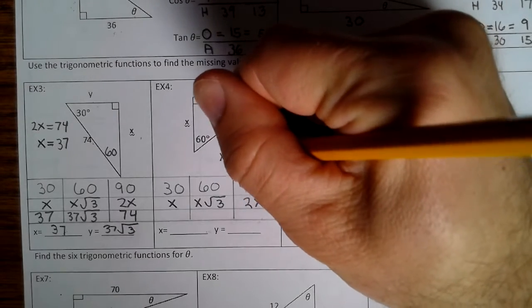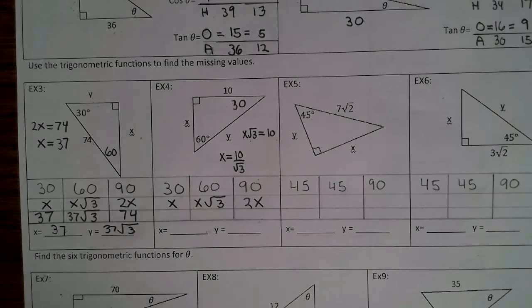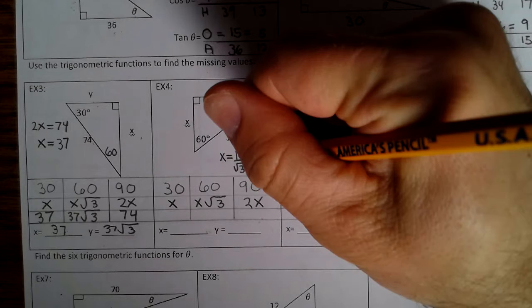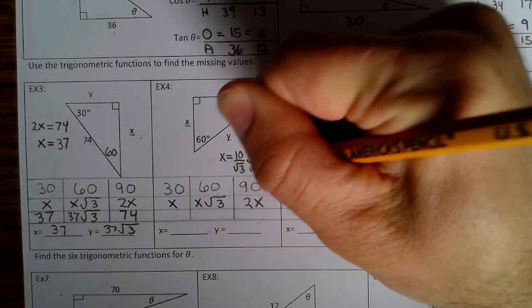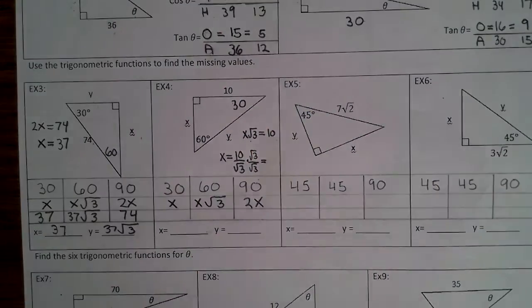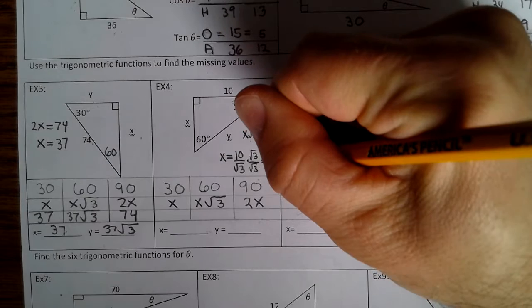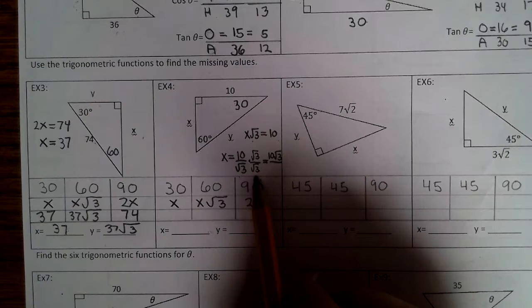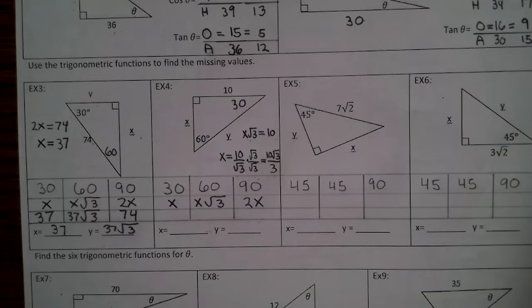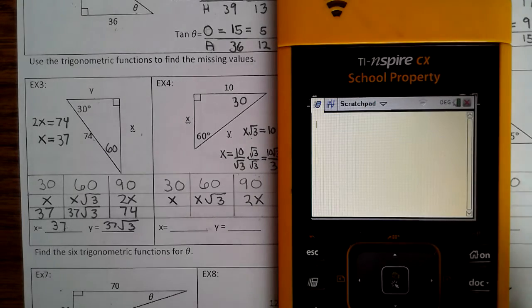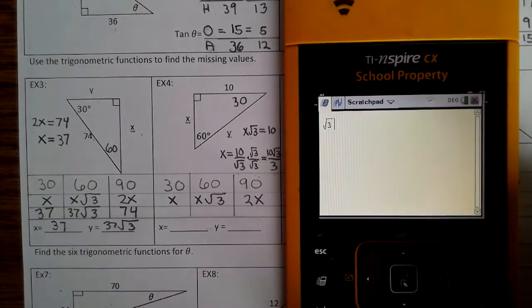Now, you never leave a square root in the denominator, so what we need to do is multiply this by square root of 3 divided by square root of 3. Then that becomes 10 square roots of 3 divided by the square root of 3 times the square root of 3, which is 3. And let me show you a calculator, the reason why that is. If we do square root of 3 times square root of 3, we get 3.